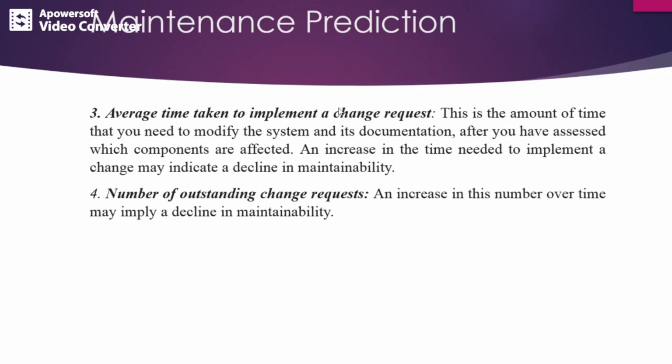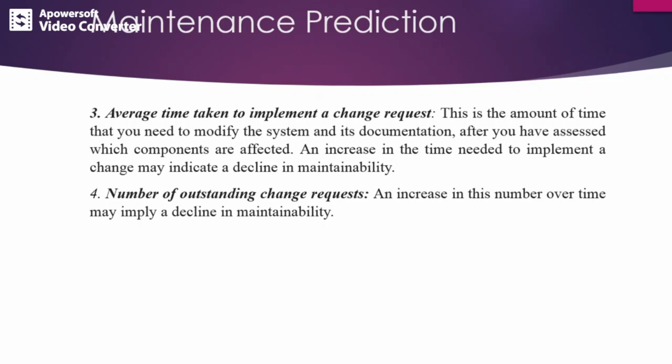Third one, average time taken to implement a change request. This is the amount of time mainly required to modify your system. To modify a system, you have to modify its documentation and update it after you have assessed which components are affected. If the time required is more, that may indicate a decline in maintainability. An increase in the time needed to implement a change may indicate a decline in maintainability.